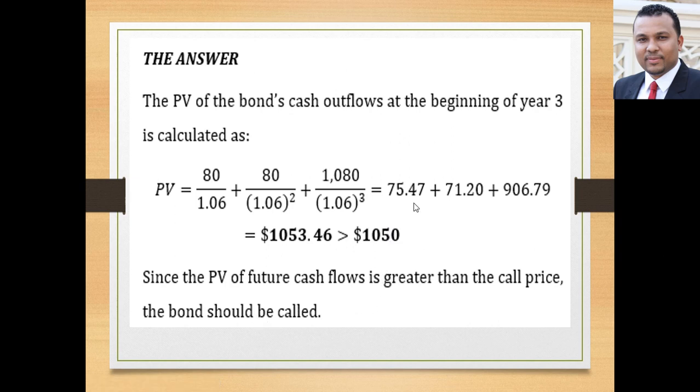Suppose the same call price of 1,050, but the present value of future cash flows equals 1,040. In this case, the bond shouldn't be called. This bond shouldn't be called because if the call price is greater than the present value of future cash flows, this bond shouldn't be called.